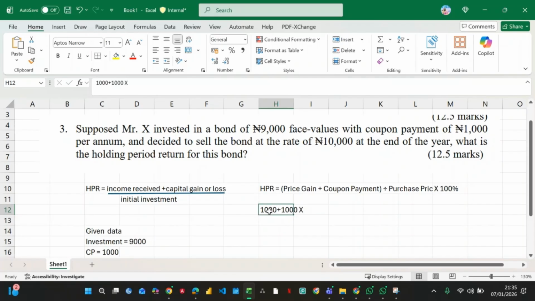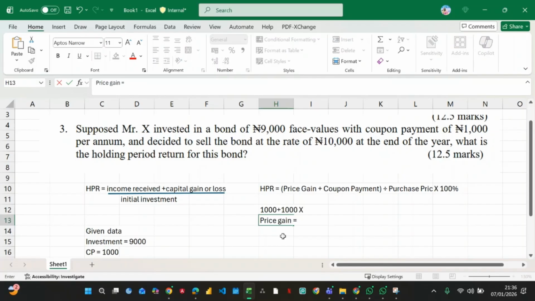So do you know why I have this 1,000 here? And do you know why I have this 1,000 here? Somebody want to ask something? Yes, one of the 1,000 is the price gain. So you do 10,000 minus 9,000 to get the price gain, which is selling price minus purchase price, which is 10,000 minus 9,000, 1,000. Perfect.